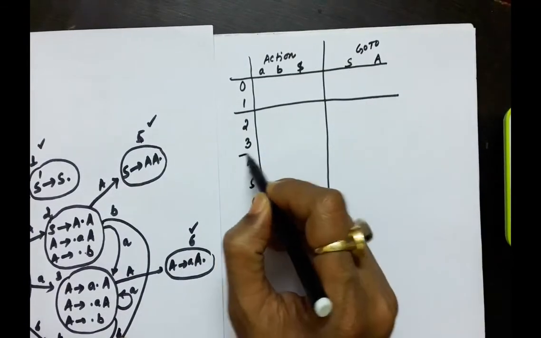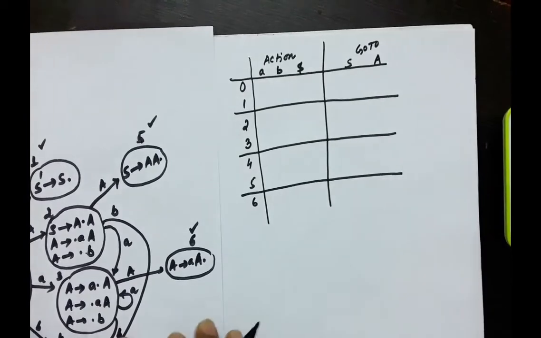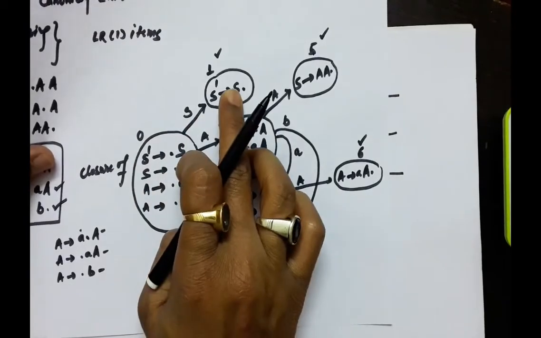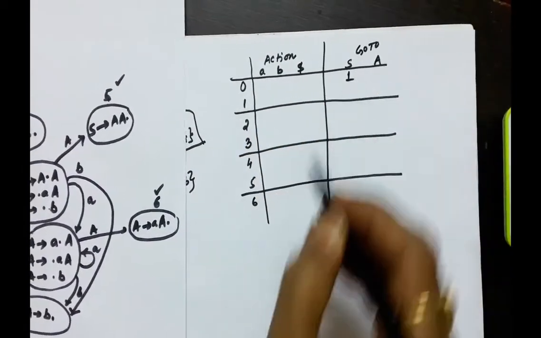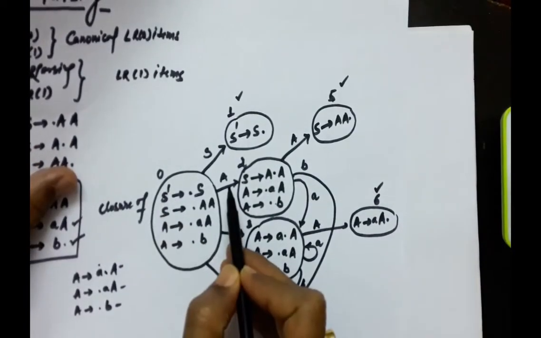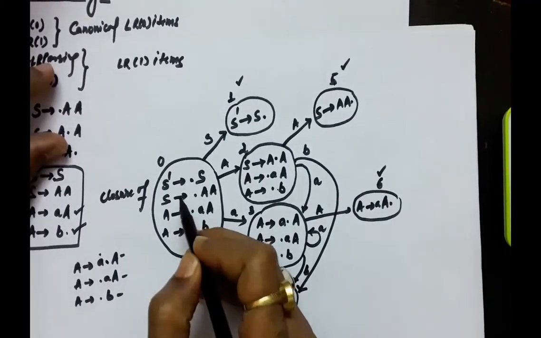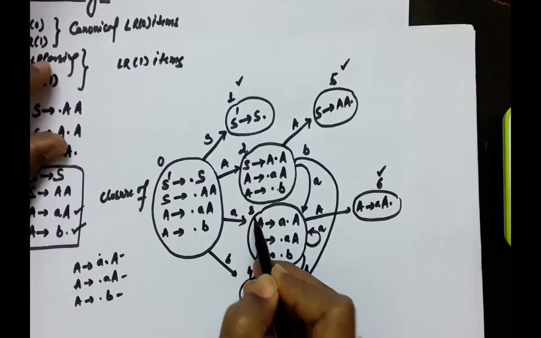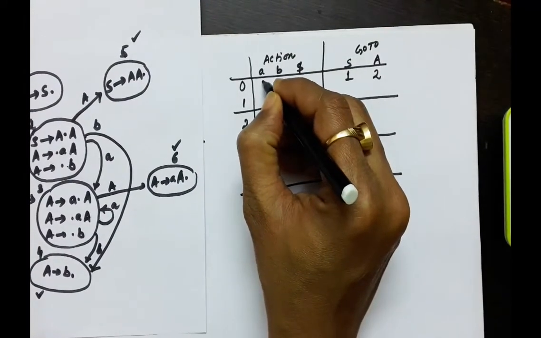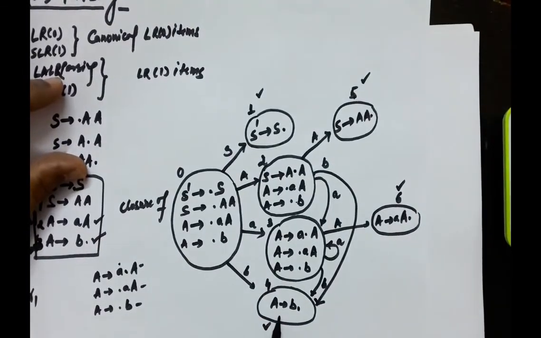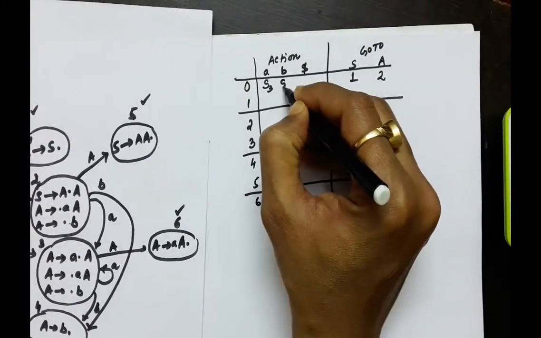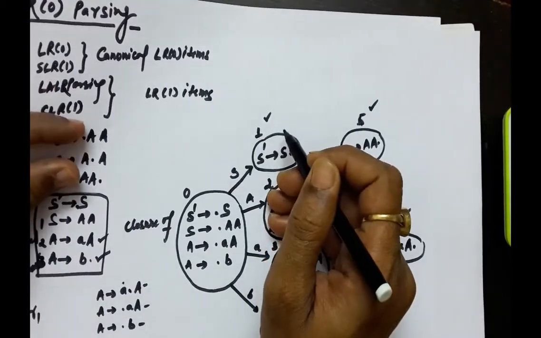Fine. So making the entries in this table, look at the canonical collection of items. On 0 with capital S, we are going to 1. On 0 with capital A, we are going to 2. On 0 with small a, we are going to state number 3, so we'll be writing shift followed by the state number. On 0 with small b, we are going to 4, so we'll be writing shift with the state number 4. Fine. So 1 we'll be writing later.